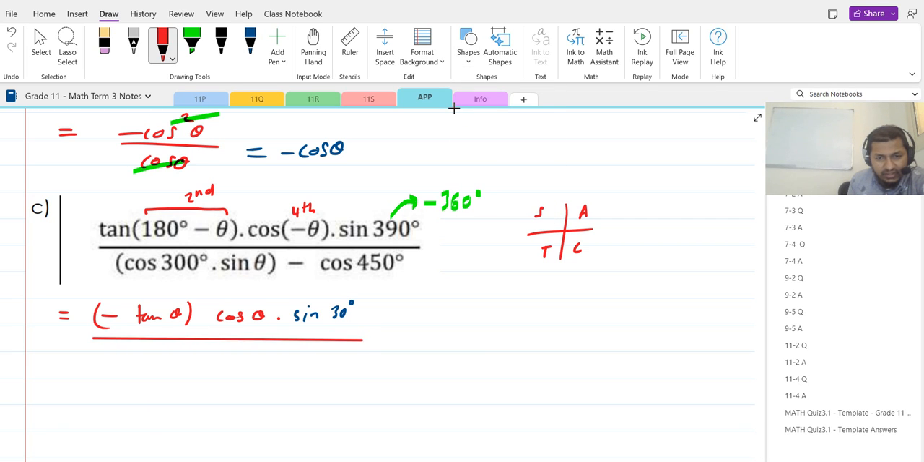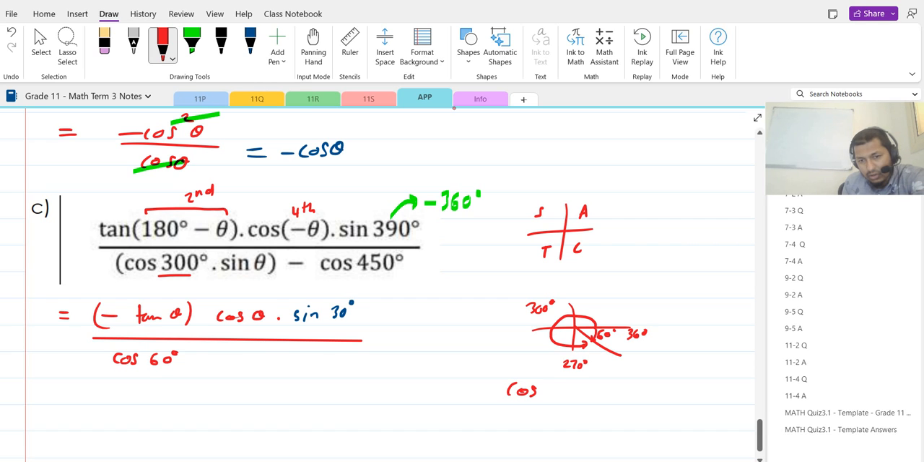Now next one is cos 300. Now cos 300 is after 270, before 360, so it's in the fourth quadrant. So what's the angle? If that's in the fourth quadrant, this angle right around is basically 300, right? So the angle on the inside is 60. So we can write cos 300 as cos 60, okay? Or you can say cos 300 is equal to cos of 360 minus 60. It's the same thing. 360 minus 60 is 300.